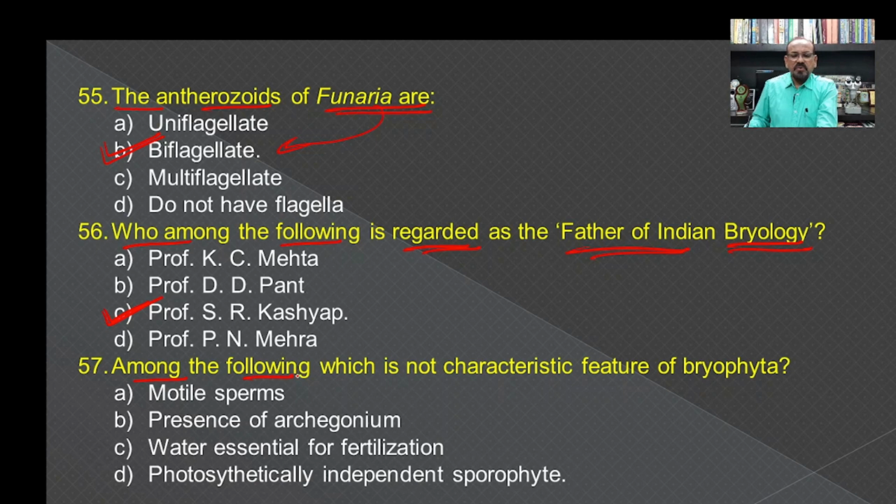Then among the following, which is not a characteristic feature of the Bryophyta? Number 1, the motile sperm, they are found in the Bryophyta. Then presence of Archegonium, that is present. Then water essential for the fertilization, this is also correct. Then the photosynthetically independent sporophyte. The sporophyte is dependent on the gametophyte, and hence it is not a characteristic feature of the Bryophyta, and hence D will be the correct answer for this question.